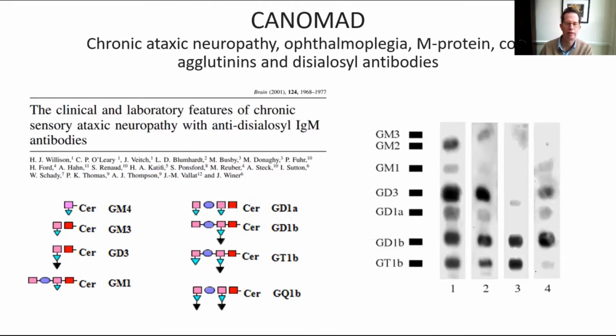The antibodies here are directed against the disialosyl epitopes, that is the 2 sialic acid epitopes that you see in these ganglioside structures here, and seen here on the thin layer chromatography on the right. This is a very typical picture of patients who are unsteady with ophthalmoplegia and the cold agglutinins found in their blood. Usually there's an underlying monoclone in the bone marrow that requires treating.